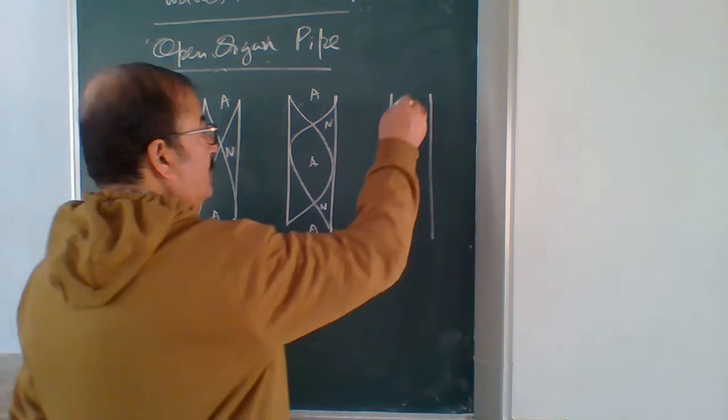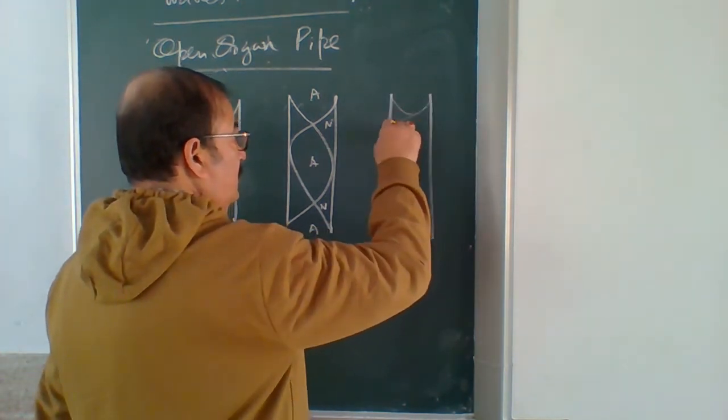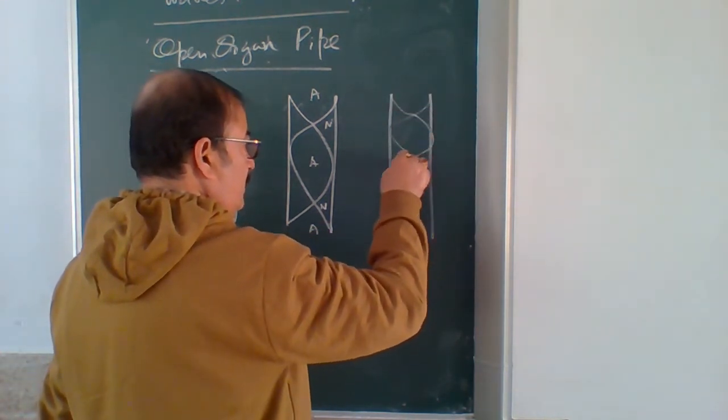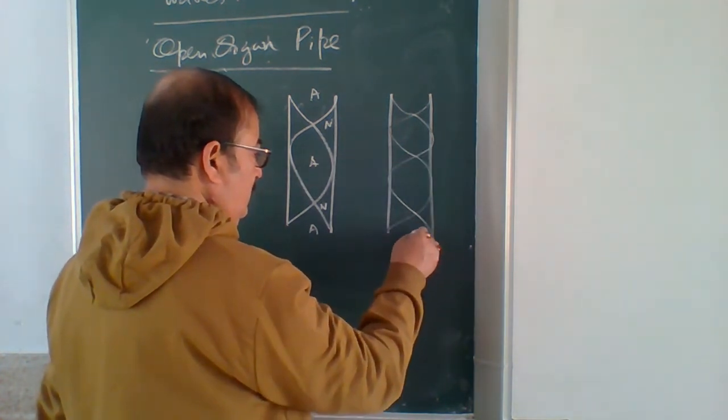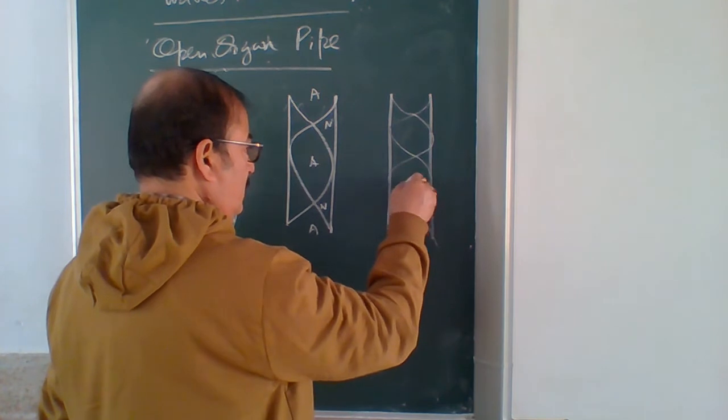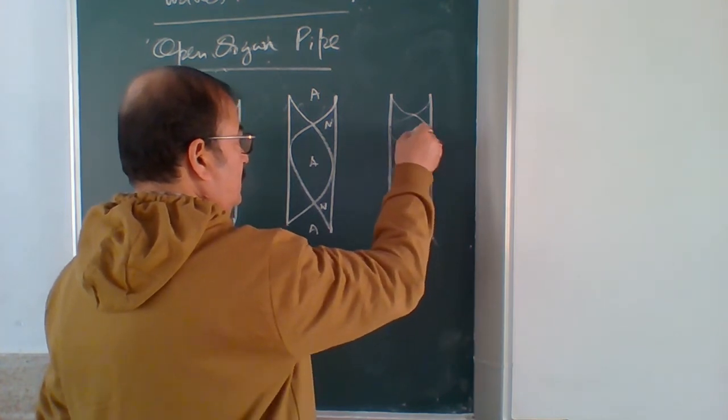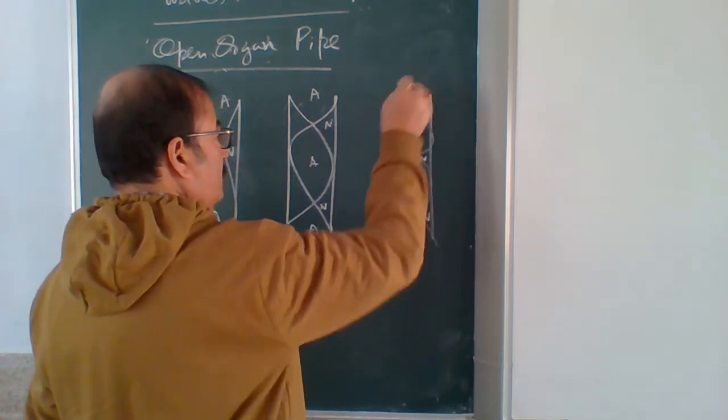And third possible vibration, we can see antinode, node, antinode, node, antinode, node, and antinode.